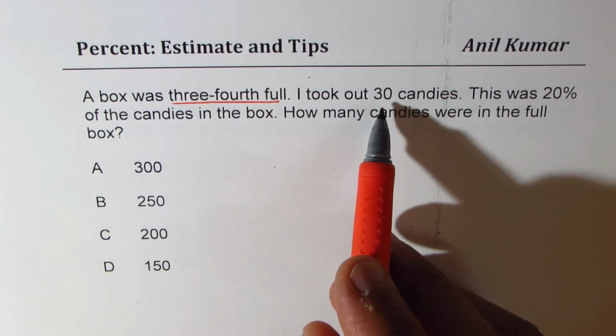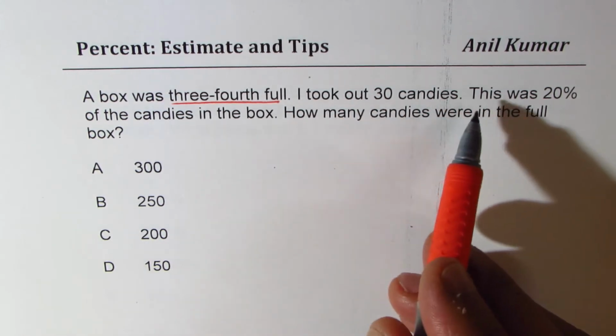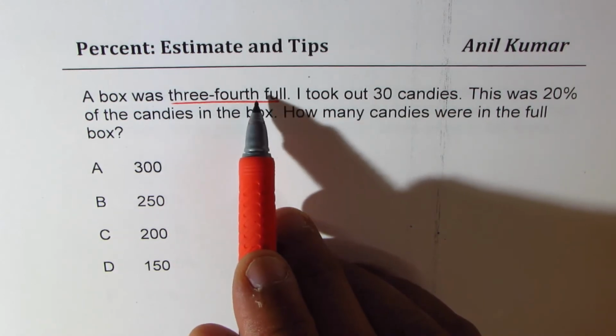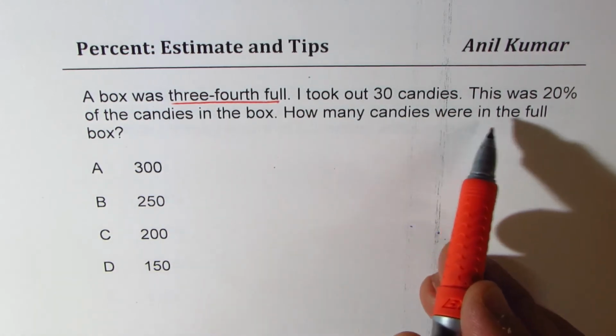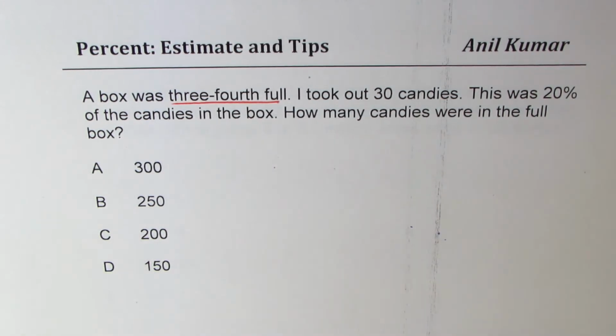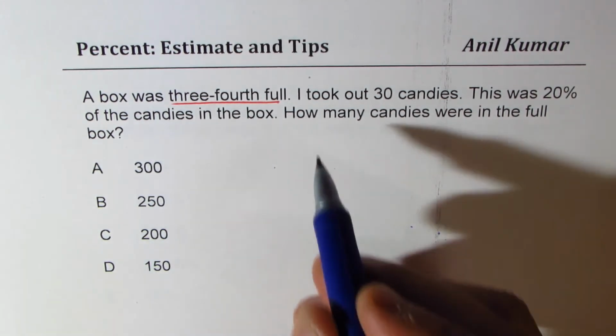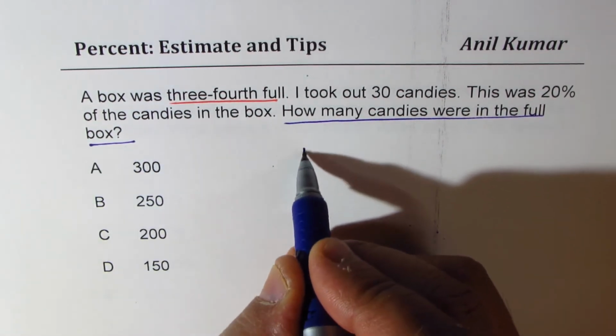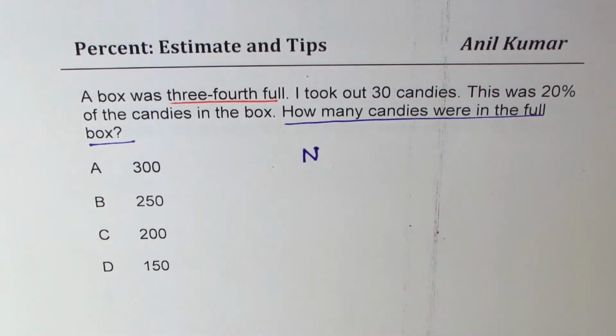I took out 30 candies. This was 20% of the candies in the box. How many candies were in the full box? So when we say how many candies in the full box, this is the number we are looking for, right? So we say n. That is the number which we are looking for.